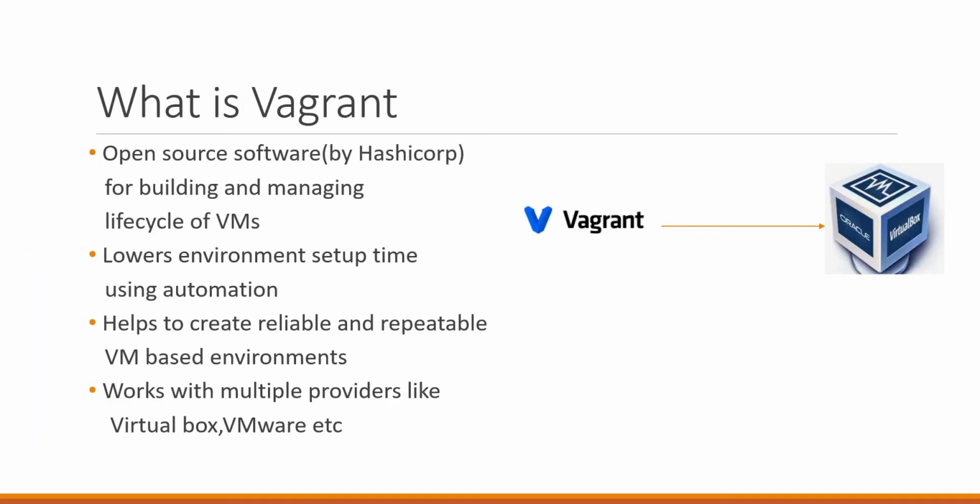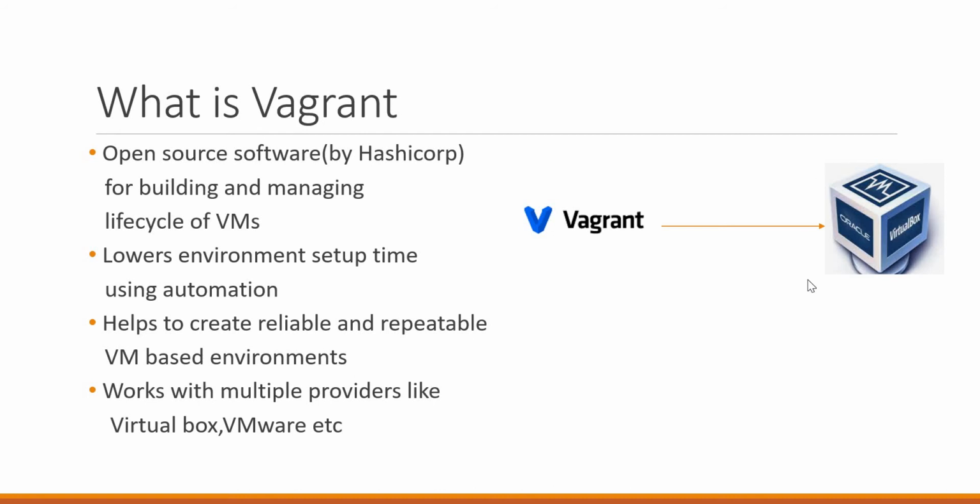So what is Vagrant? Vagrant is an open source software provided by HashiCorp for building and managing the life cycle of virtual machines. Generally we create virtual machines using Oracle VirtualBox. When we install Oracle VirtualBox, we can directly open the GUI part of VirtualBox and create machines from there. And we can create networks and shared folders, everything using VirtualBox.